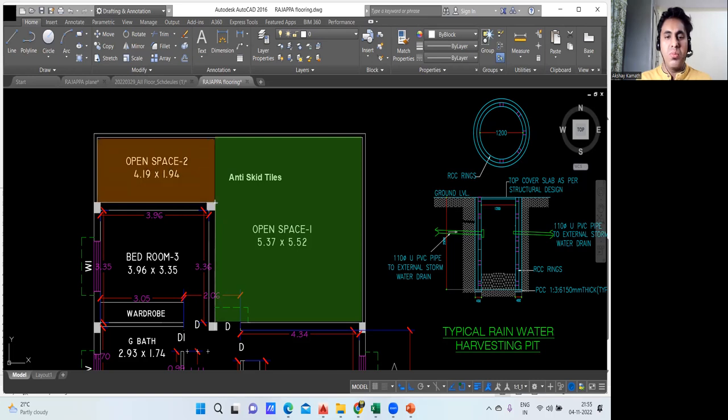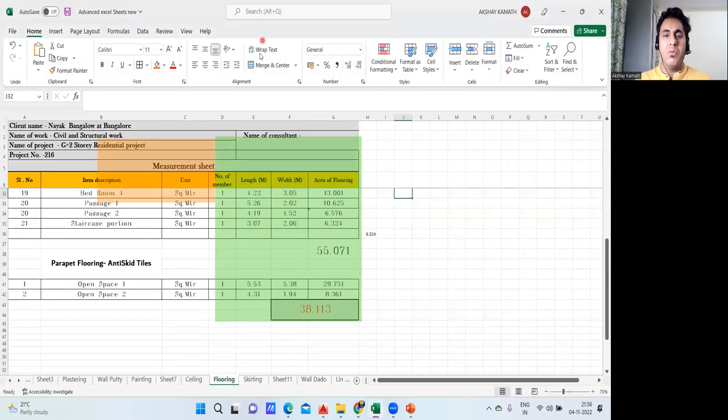Very simple. Both are a kind of rectangle. One is almost a square. This is a kind of rectangle. So you know the length, already I've written 5.37 by 5.32, and this is 4.19 by 1.94. You just have to multiply, you'll get the area. Okay, same thing I'll do now. So I've written open space 1 in square meter, open space 2 in square meter. Both are 1. So what is the first one?